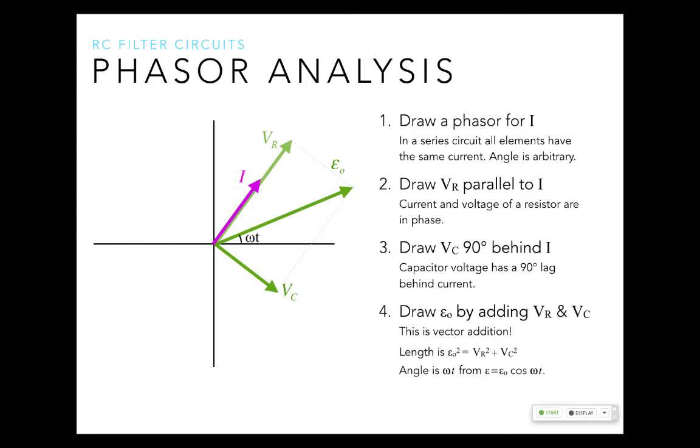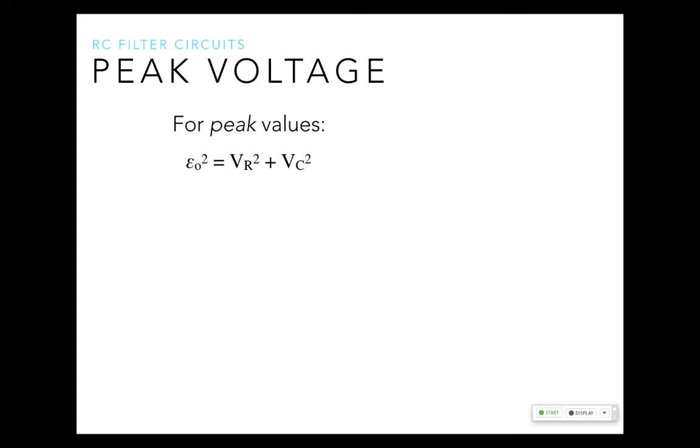So we get this relationship for our source voltage and our instantaneous voltages that looks something like this. For the peak values, epsilon naught squared has to be equal to the voltage across the resistor squared plus the voltage across the capacitor squared. Now, how is this different from loop law in DC circuits?